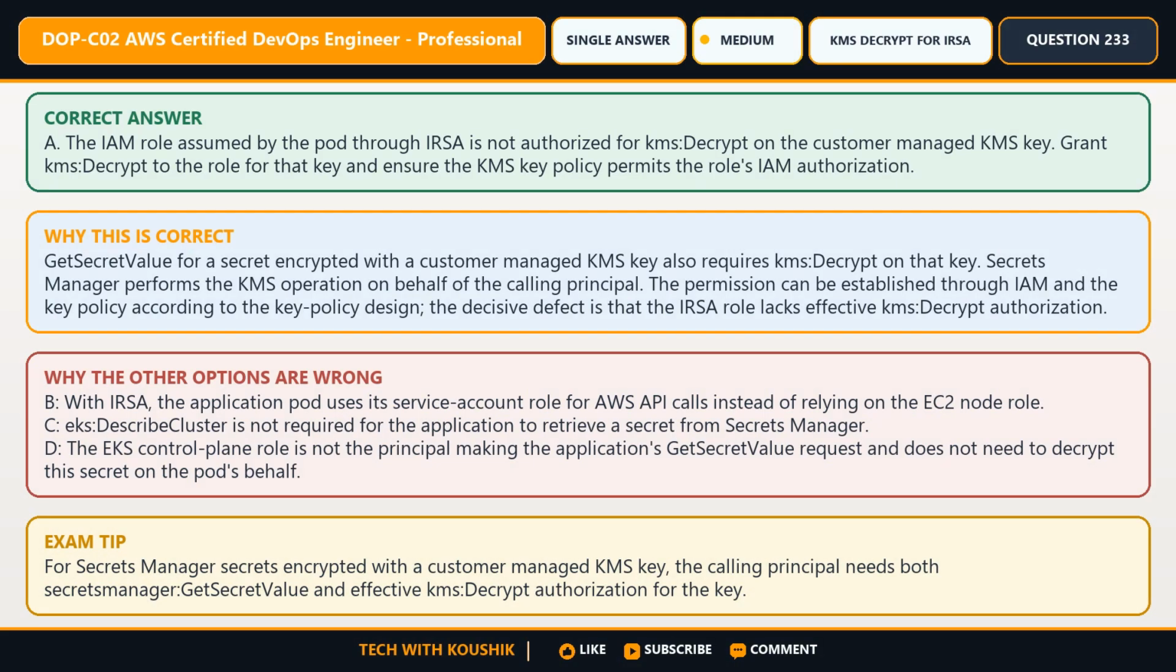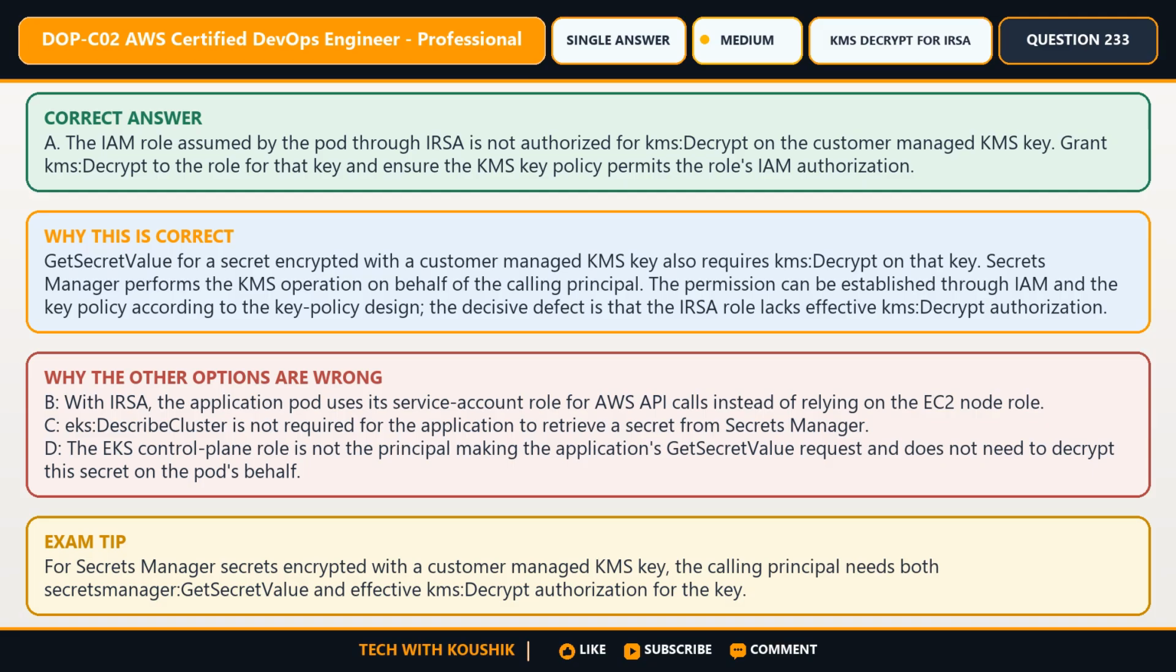The best choice is option A. The IAM role assumed by the pod through IRSA is not authorized for kms:Decrypt on the customer managed KMS key. Grant kms:Decrypt to the role for that key and ensure the KMS key policy permits the role's IAM authorization.